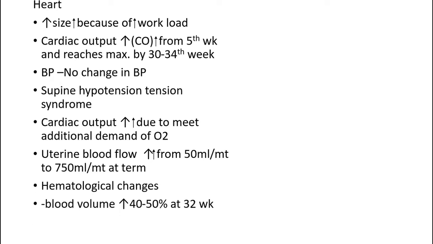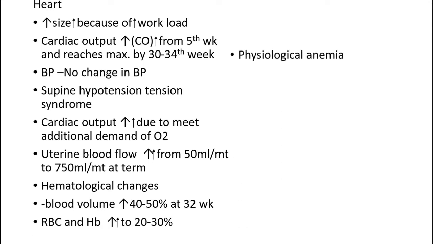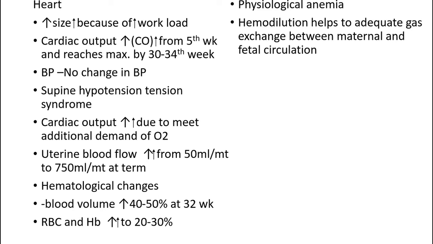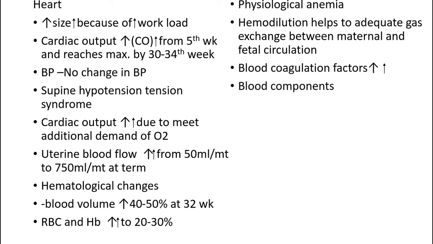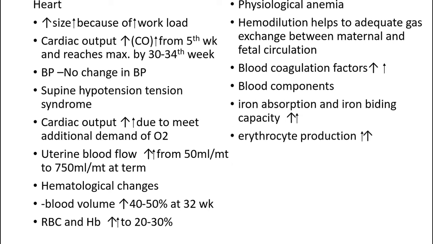Hematological changes include blood volume increasing by 40 to 50 percent. RBC and Hb will be increased. Physiological anemia will develop, as hemodilution will happen. Blood coagulation factors will increase. Blood components will be increased. Iron absorption and iron binding capacity increase. Erythrocyte production increases. Leukocytes will be increased.